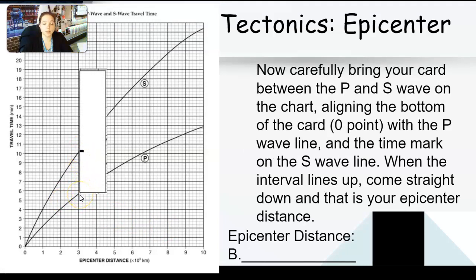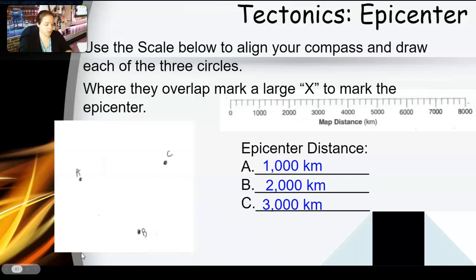Again, 0 on the P wave, the 320 or 520 on the S wave, and I follow it straight down. I've got 3,000 kilometers. All right, so the next thing you see is on our paper, we have these marks, and we have these marks, and we have the distance.